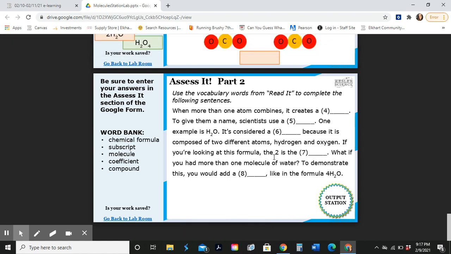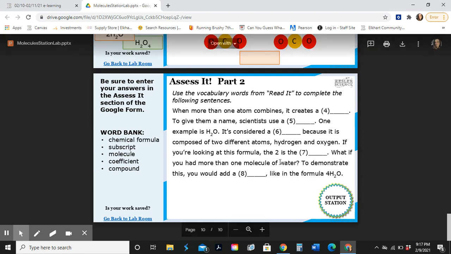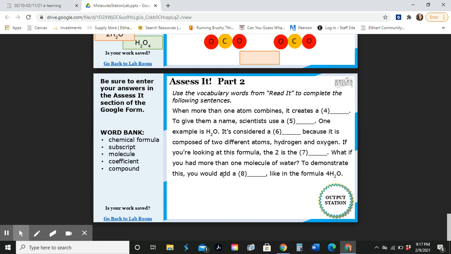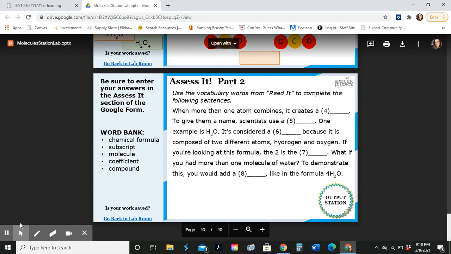If you're looking at this formula, then 2 is the blank. What if you had more than one molecule of water? To demonstrate this, you would add a blank, like in the formula 4H2O. If you have any questions, feel free to ask.